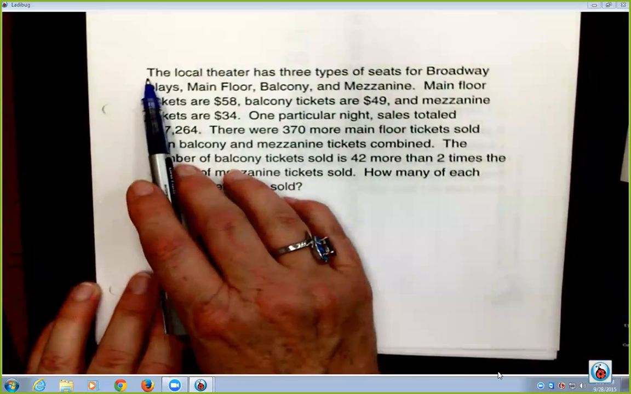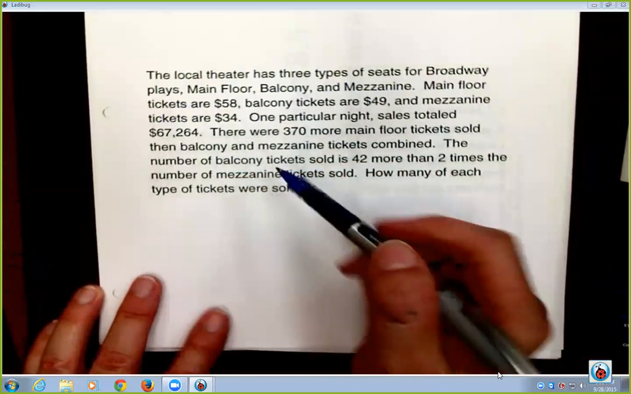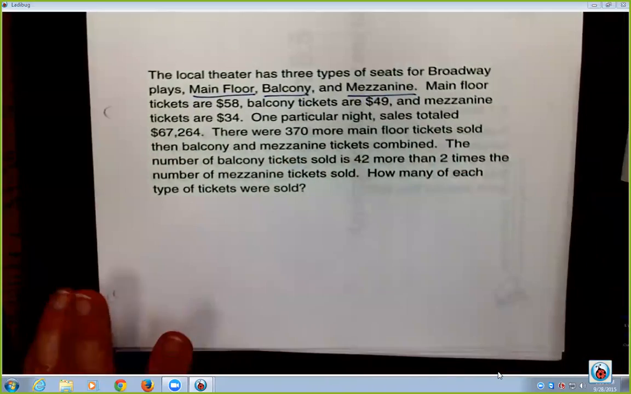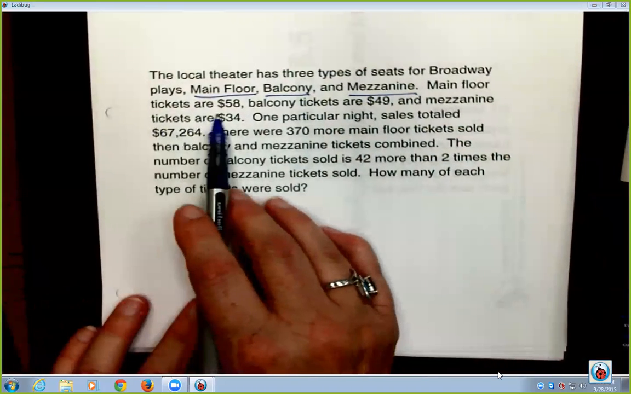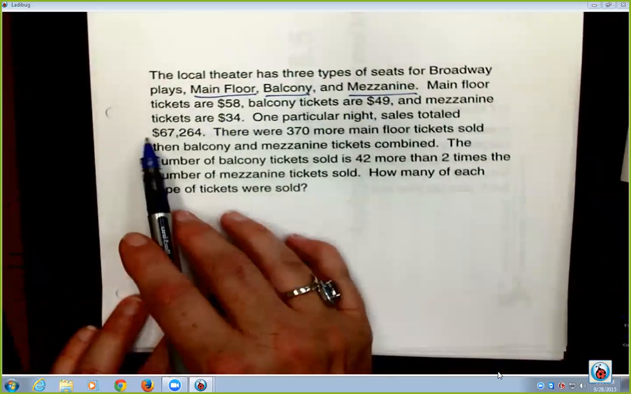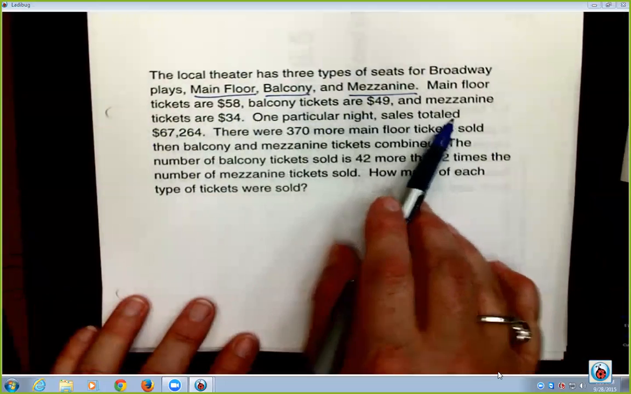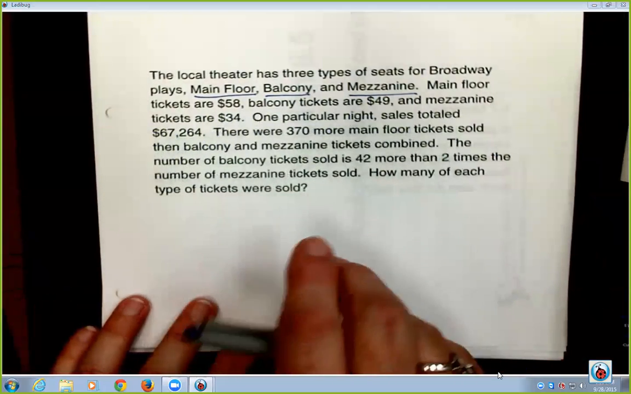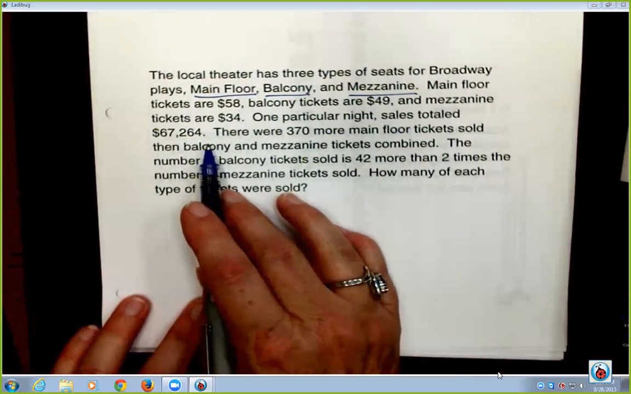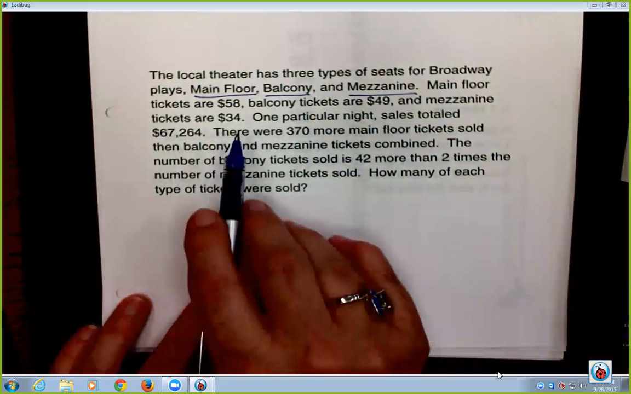So if we read it, it says a local theater has 3 types of seats for a Broadway play. They have a main floor, they have a balcony, and they have a mezzanine. The main floor tickets are $58, the balcony tickets are $49, and the mezzanine tickets are $34. One particular night, sales totaled $67,264. I'd like that haul for one night, huh? I'd go and work that show for one night if I got to go home with that, you bet.